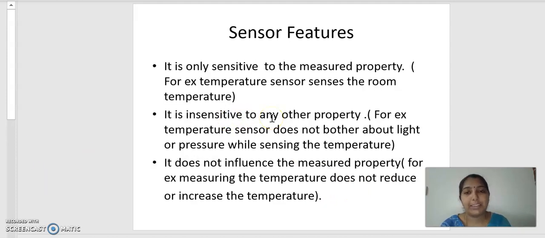Some of the features of the sensor are, the first one is it is only sensitive to the measured property. For example, the temperature sensor senses the room temperature and it is insensitive to other properties. That means the temperature sensor does not bother about the light or the pressure while sensing the room temperature. The third property is it does not influence the measured property. For example, the temperature sensor simply measures the temperature. It does not reduce or increase the room temperature.